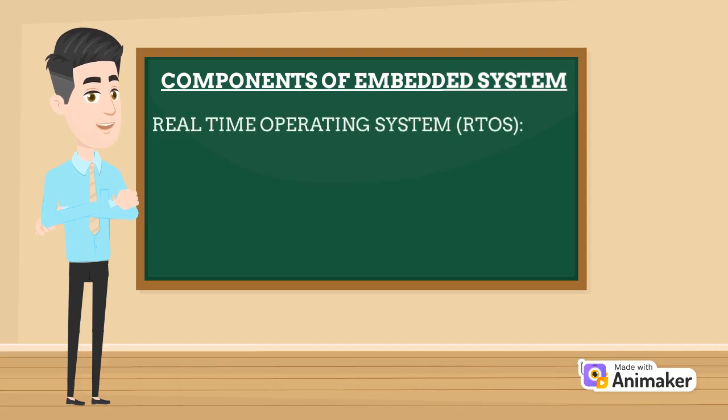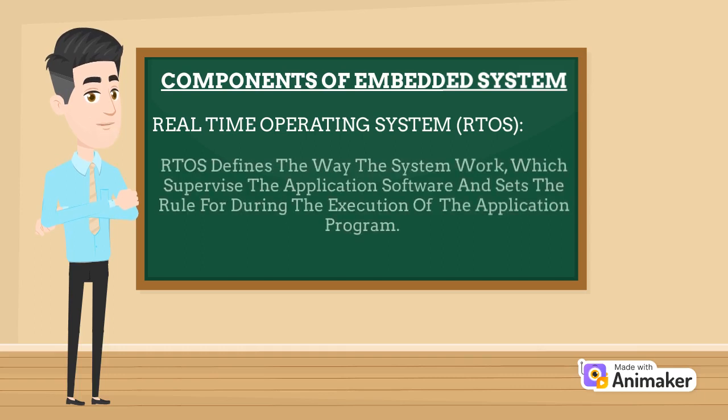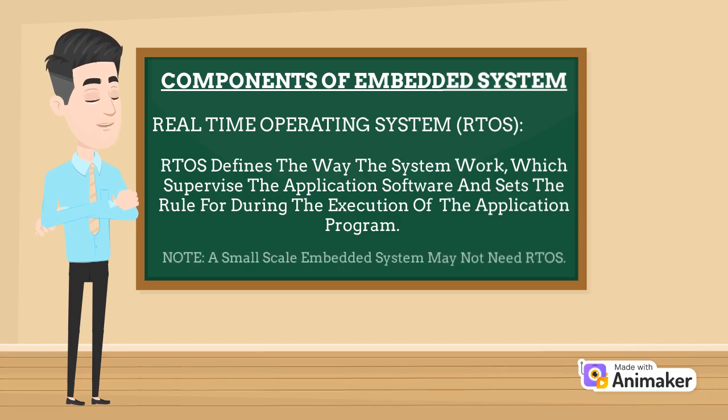Real-time operating system is the third component of embedded system. It is a system which is essential to finish the task and send its service on time. Simply, we can say that RTOS defines the way the system works, which supervises the application software and sets the rules for the execution of the application program. It is also responsible for managing the different hardware resources of a personal computer and also hosts applications which run on the PC. Note: a small-scale embedded system may not need RTOS.